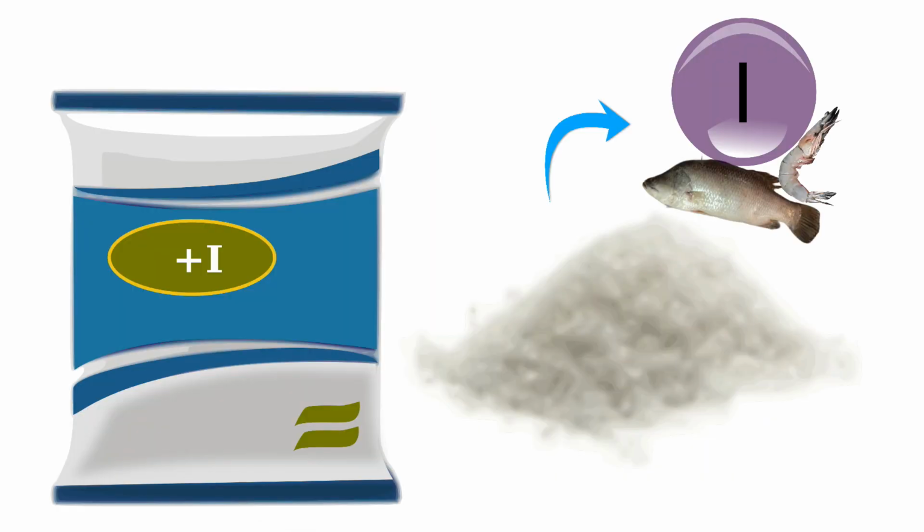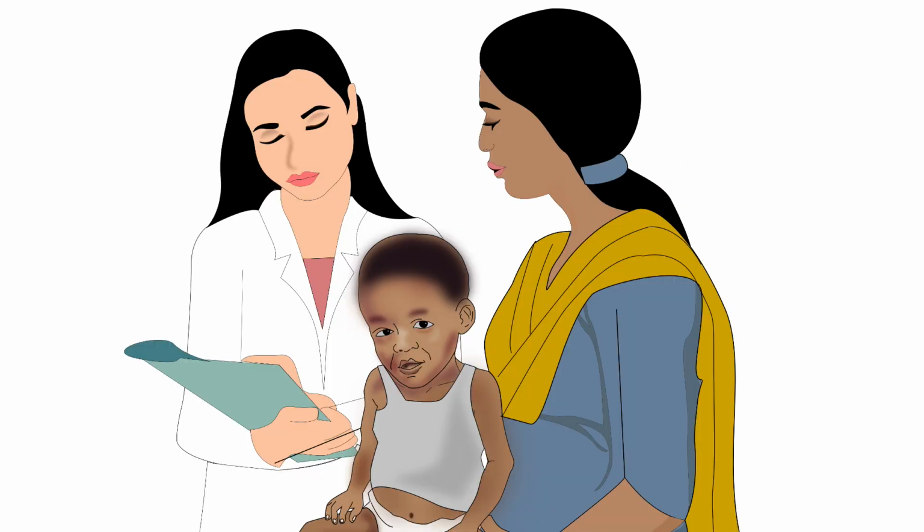Food is fortified with type 1 nutrients in areas where deficiency is common. A well-known example is salt that is fortified with iodine. A qualified nutrition expert can provide guidance on these methods.